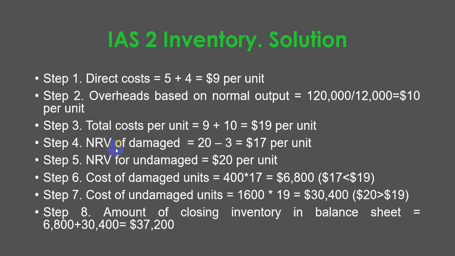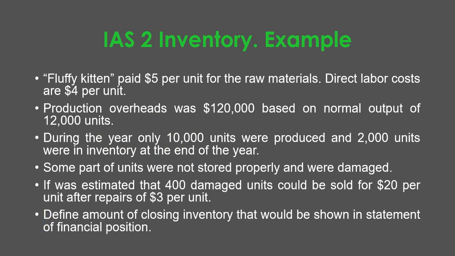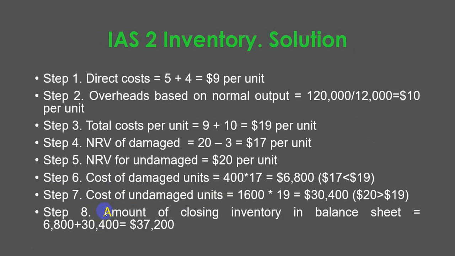So let's calculate the net realizable value of damaged items. We can calculate it if we take our price of $20 per unit and subtract $3 per unit repair costs. So 20 minus 3 gives us $17 per unit. So NRV of damaged items is $17 per unit.